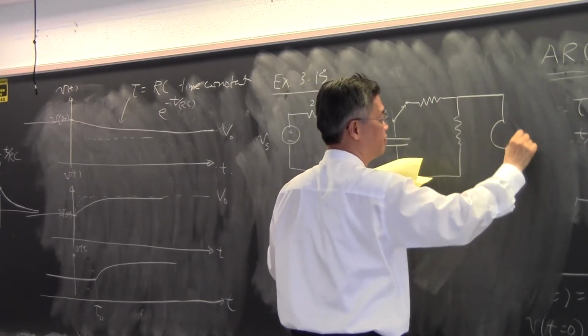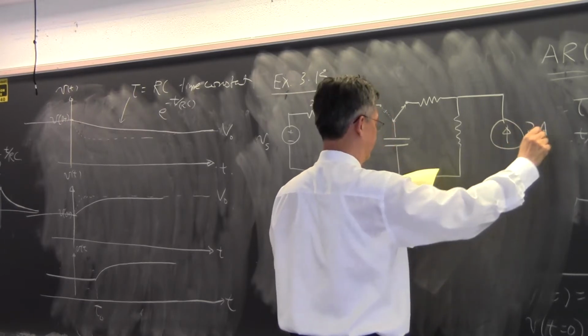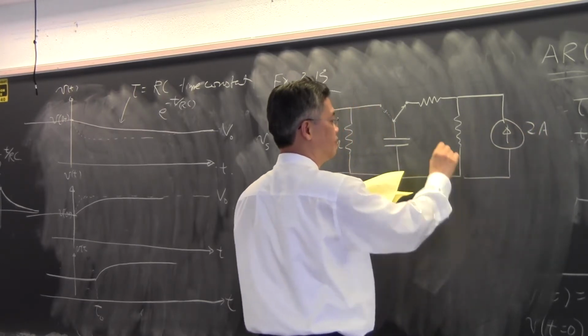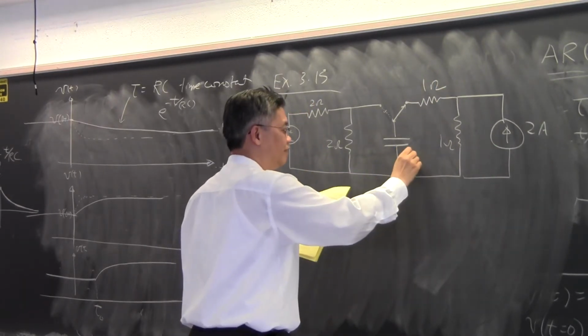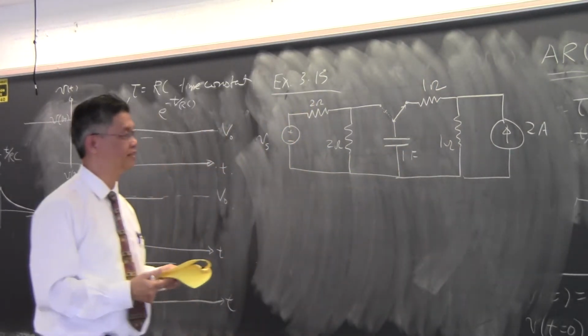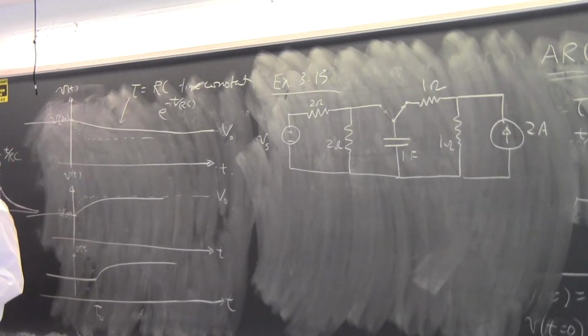And then you have a current source here, 2 amp current source. And then this is 1 ohm, and this is 1 ohm. And I have a 1 farad capacitor. 1 farad is actually a very big capacitor. Most of the capacitors you can buy are on the order of picofarads and microfarads. Okay, 1 farad is in fact a very big capacitor.